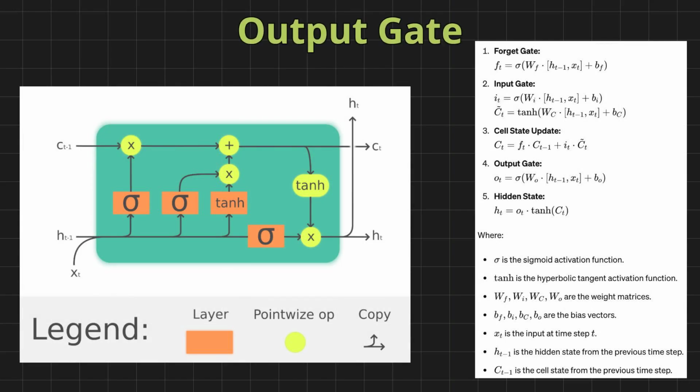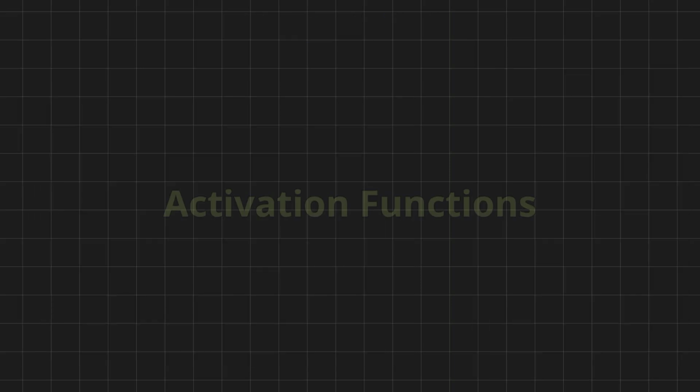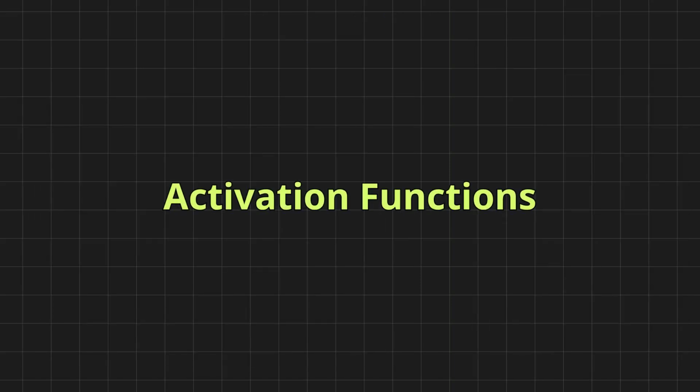Output gate decides what information from the cell state to output. This gate determines the output of the LSTM cell. It first uses a sigmoid function to decide which parts of the cell state to output, then applies the tanh function to scale the cell state before multiplying by the output gate's result. These gates are controlled by sigmoid and tanh activation functions, which output values between 0 and 1 to modulate the information flow.